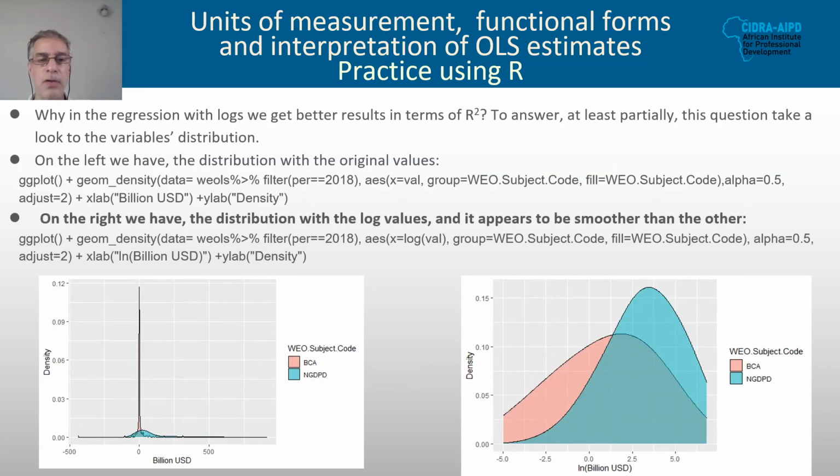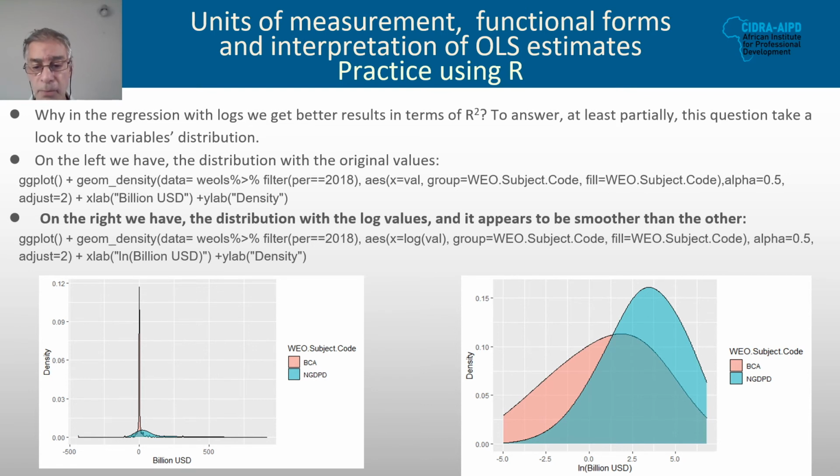One thing that you can see is that the increase in the R square from the non-transformed regression to the log transformed regression can be appreciated in the distribution of the two variables. At your left, you have the distribution of the variables in their original form. At your right, you have the distribution of the variables in log forms, and this distribution is much more smooth, much more adapted to the distribution that we need in order to run linear regression. So this is something that you have to bear in mind when you work with the problem.